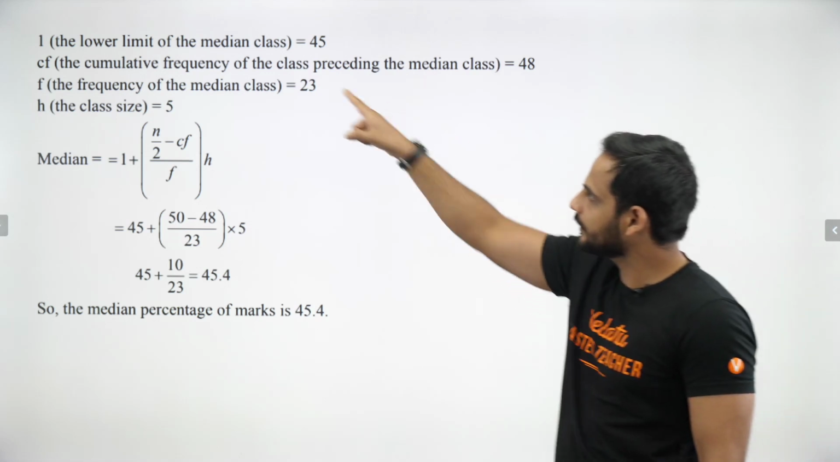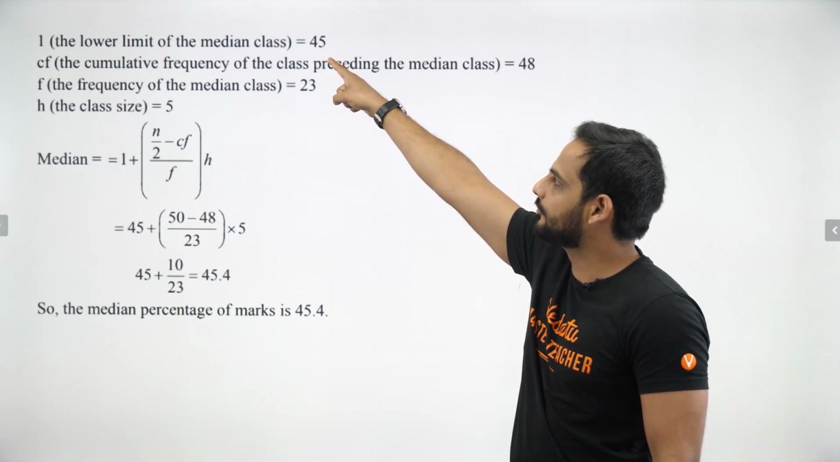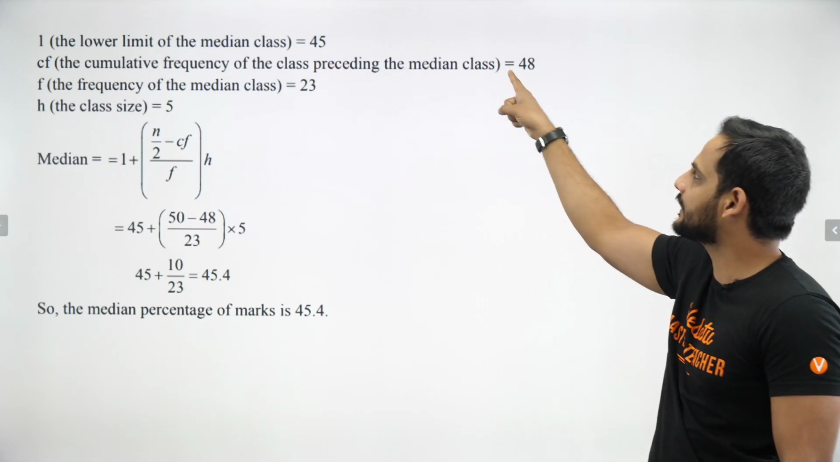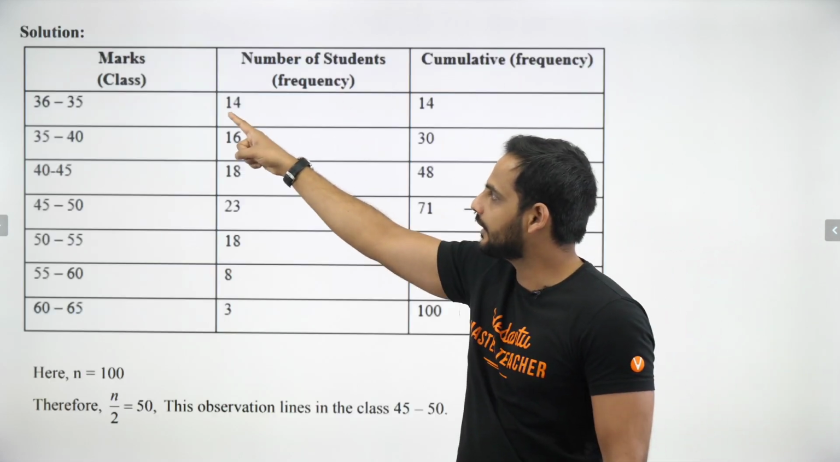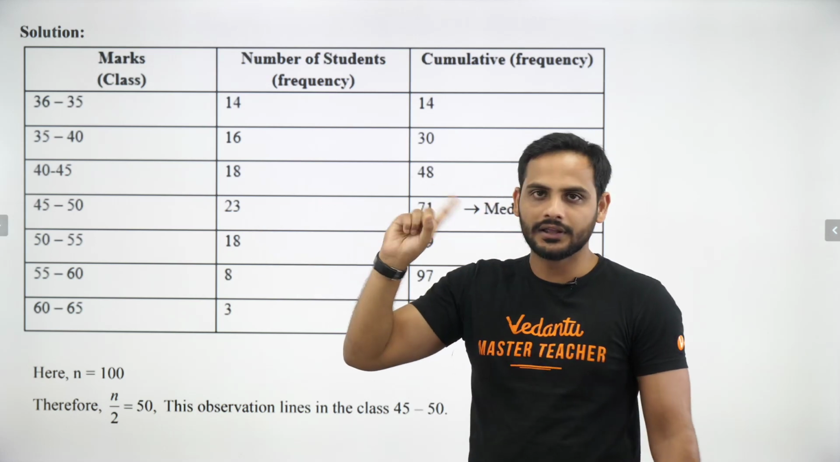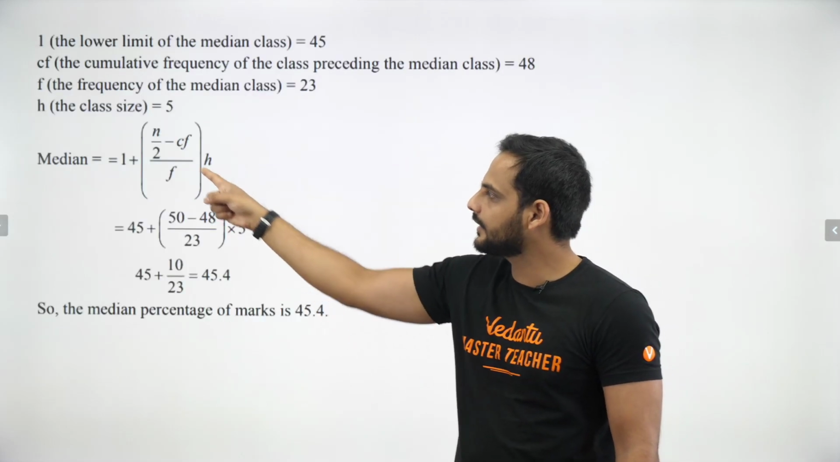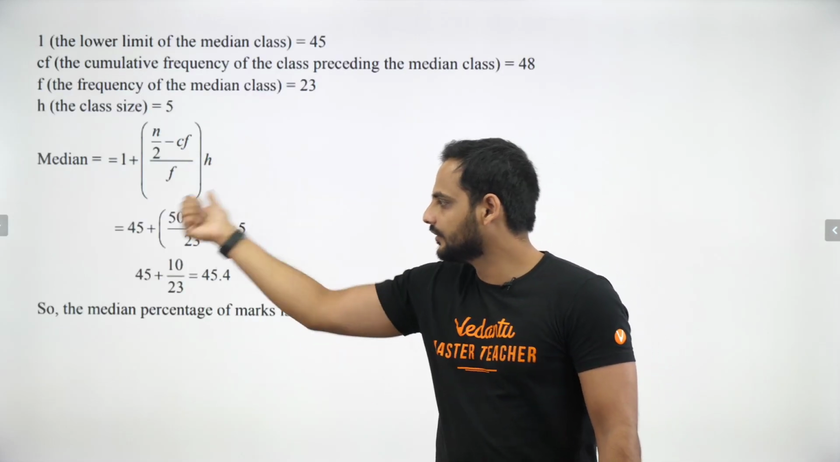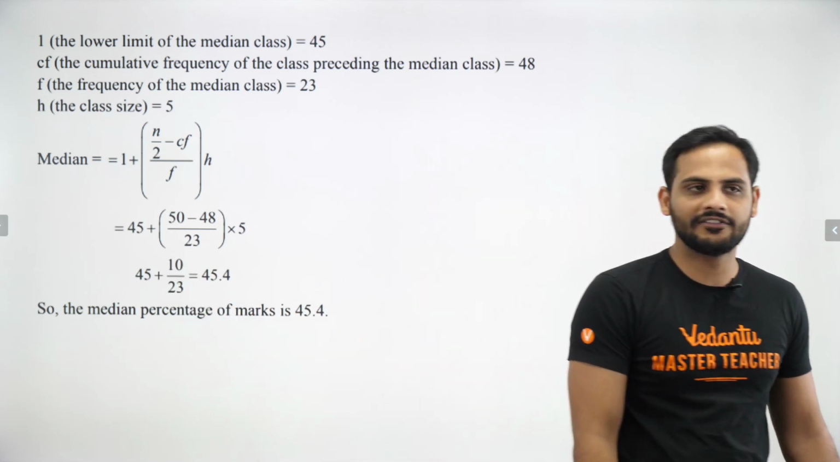Okay? So, the lower limit of the median class is 45. Cumulative frequency of the preceding class is 48. f stands for the frequency, not the cumulative frequency. So frequency is 23, and h is the class size. Solve this and you will get 45.4.